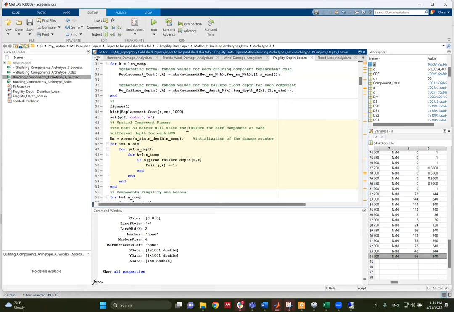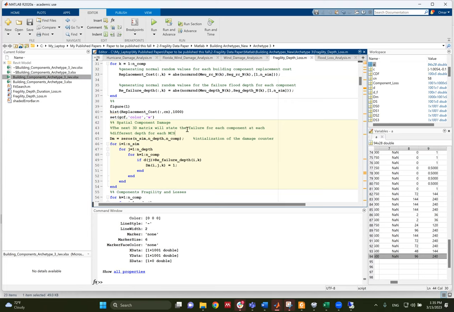We don't know the resistance of this. Basically, the resistance means the elevation, so we don't know the elevation of this. Okay, so we have 1,000 values, and right now we made the depths deterministic. We assume that the flood depth is 0.1 meter. Let's see, at 0.1 meter, how many failures we will have. Let's assume that we have 10. So we divide 10 by 1,000, and you have 1% failure probability at 0.1 meter.